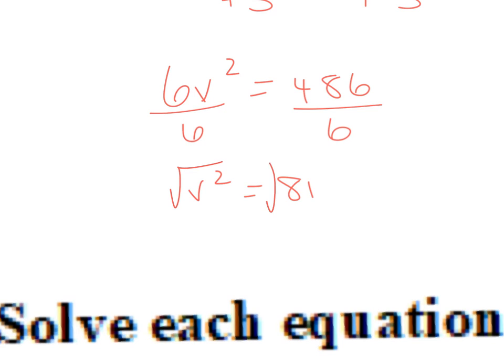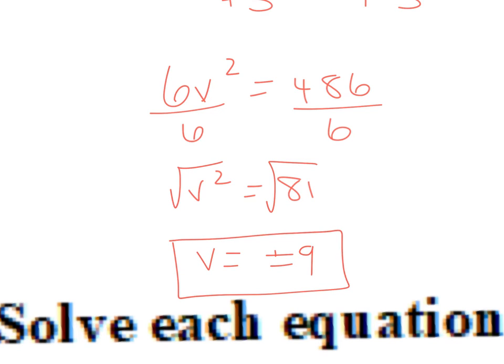Now I'm going to square root both sides now that I have it isolated. And v will equal plus or minus 9. Don't forget about, we need 2 answers there. So anytime we have a squared, we need 2 answers. So that's where that plus minus comes from.